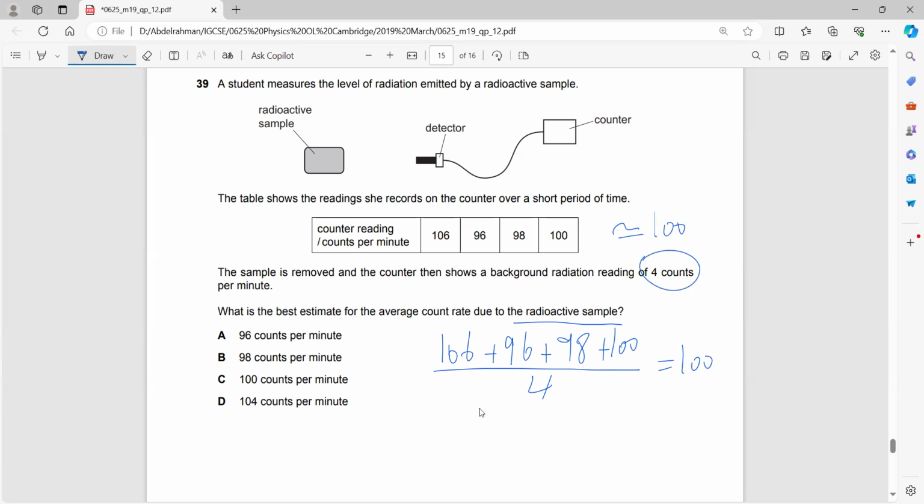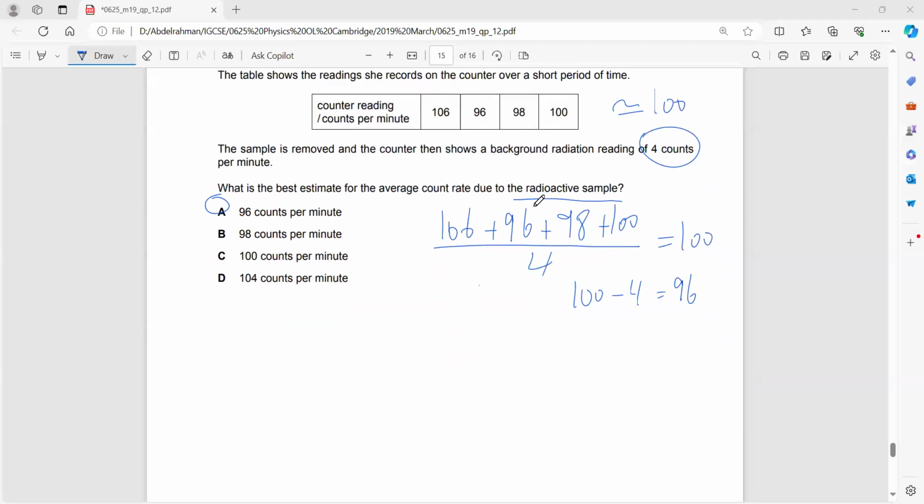If you remove the background radiation, if you remove the 4 counts per minute of the background radiation, it would be 96. 100 minus 4 is 96. Okay? That's it. Any questions? You just need to find the average and then subtract the 4 counts per minute, which is the background radiation.